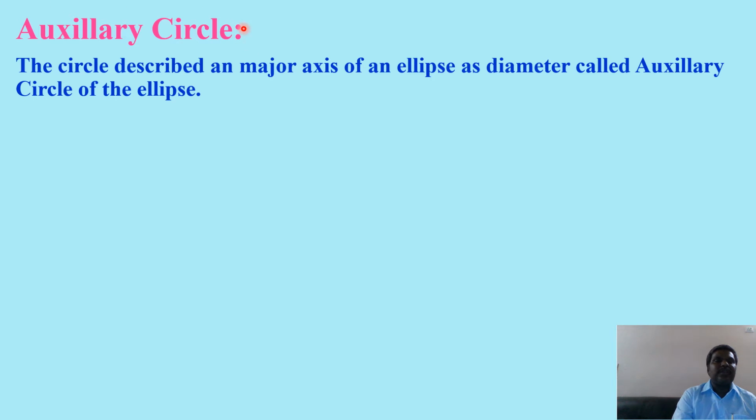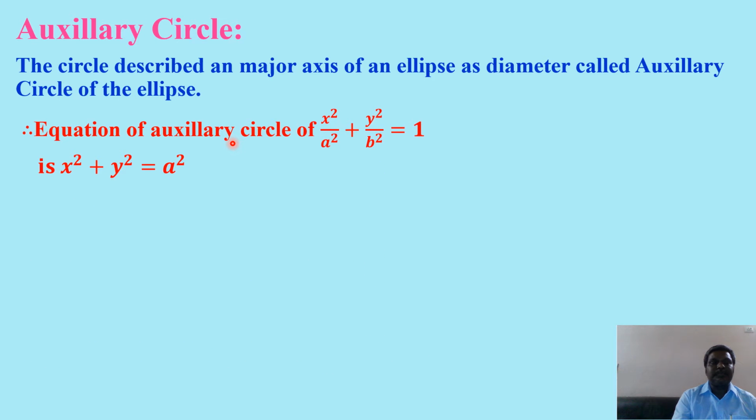So, is it a concentric circle to the ellipse or not? The center of the ellipse is 0, 0. Then the center of the auxiliary circle is also 0, 0. So, the auxiliary circle is a circle described on the major axis of an ellipse as diameter. Let us see. The equation of the auxiliary circle of x square by a square plus y square by b square equal to 1 is x square plus y square equal to a square.